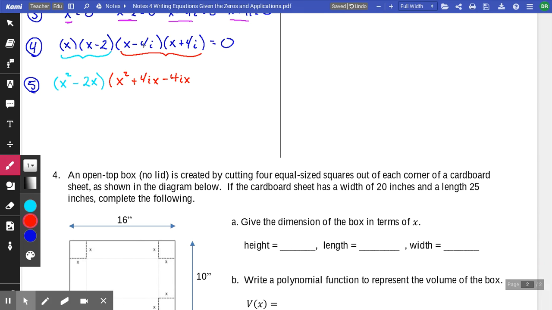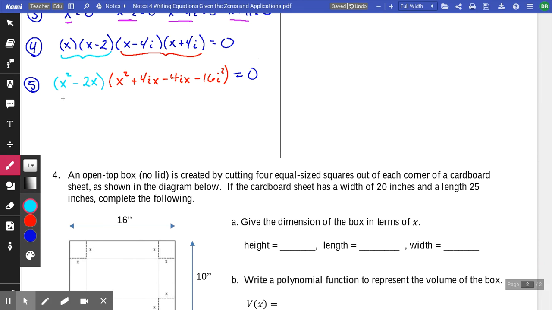And then lastly, we take a negative 4i times a positive 4i. Negative 4 times positive 4, that's a negative 16. But don't forget that i times i equals i squared, which is actually going to be a big deal for us. So we have our two factors, and before we multiply them together, we really want to simplify.